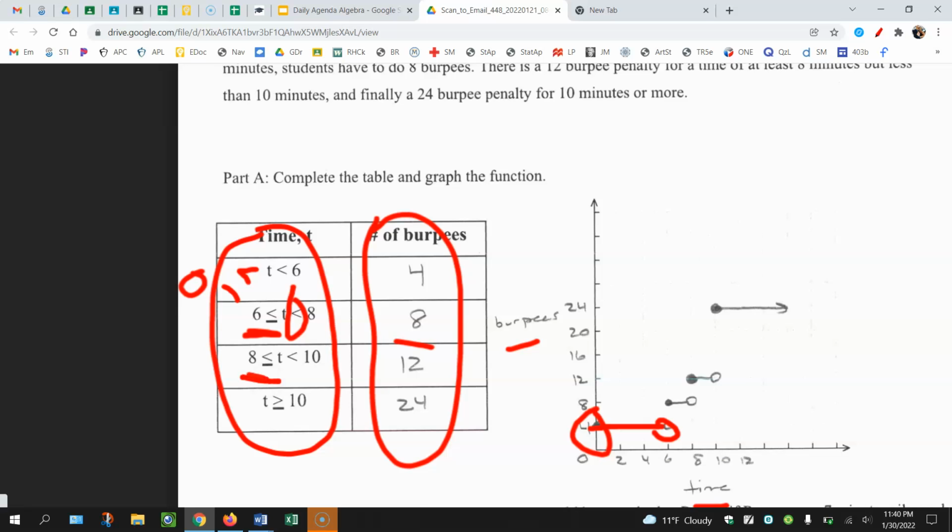The next step, it's got the equal to at 8, but not at 10. And that's going to be a 12 burpee penalty. So this jumps up to this next step of 12. And then anything 10 minutes or more, that's why that's closed, is 24. So that's jumping up to the next step. And we're just keeping this going to the right because the time could be 20 minutes, 30 minutes, 40 minutes, 50 minutes, 60 minutes. So the first step is read through the problem and fill out the table.